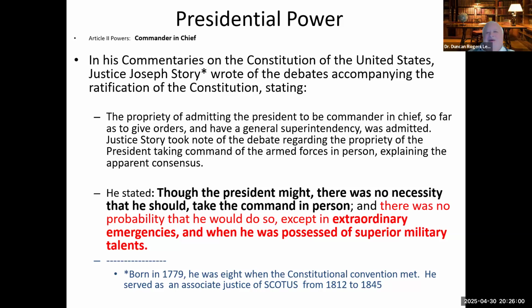All right. Now, later on, one of the Supreme Court justices by the name of Joseph Story wrote on the debates that were accompanying the ratification of the Constitution and on this particular power, and basically said that the president might, but there was no necessity that he should take command in person. And unless the president possessed superior military talents, he probably shouldn't.